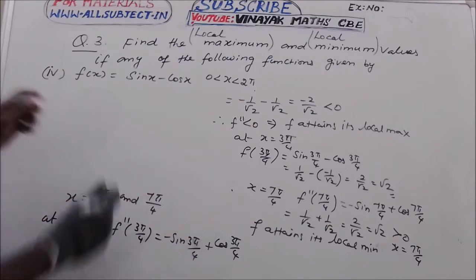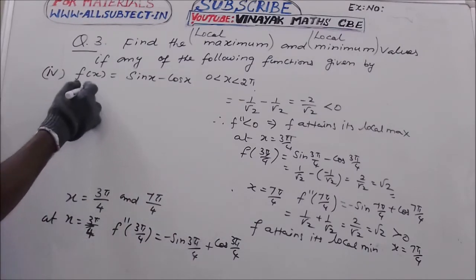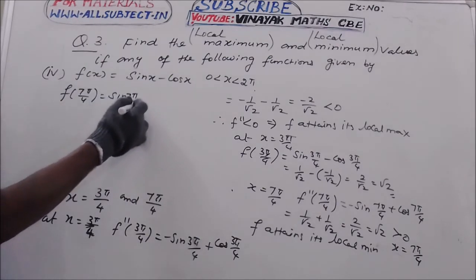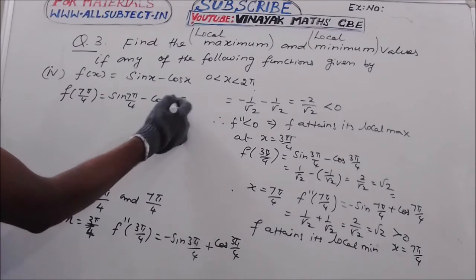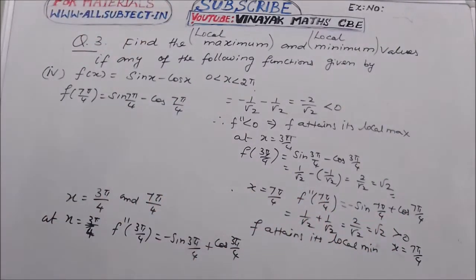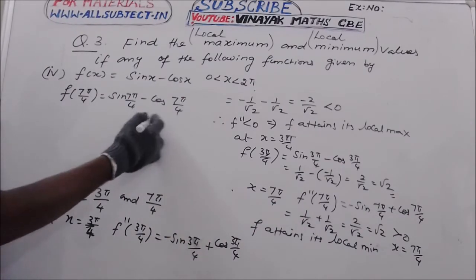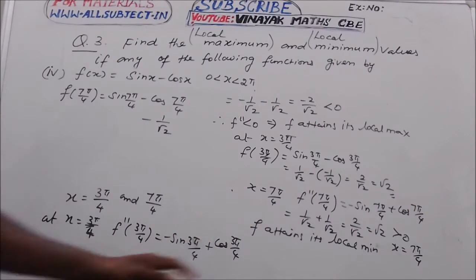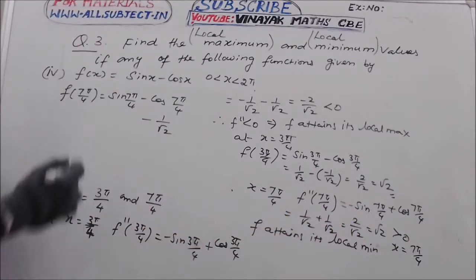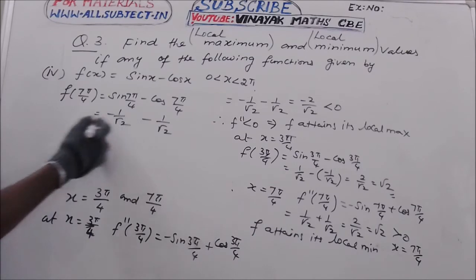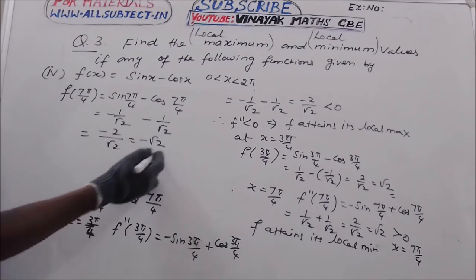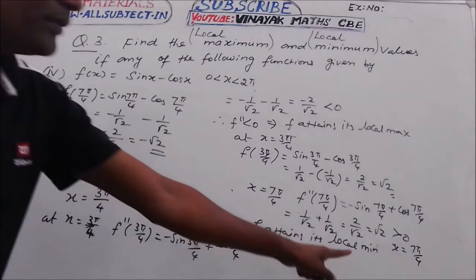Therefore, substituting x is equal to 7 pi by 4, f of 7 pi by 4 equal to sin 7 pi by 4 minus cos 7 pi by 4. Here, cos 7 pi by 4 is 1 by root 2, so minus of cos 7 pi by 4 is minus 1 by root 2, and sin 7 pi by 4 is minus 1 by root 2. So minus 1 by root 2 minus 1 by root 2. Simplify it, minus 2 by root 2, that is equal to minus root 2. So this is the local minimum value of f.